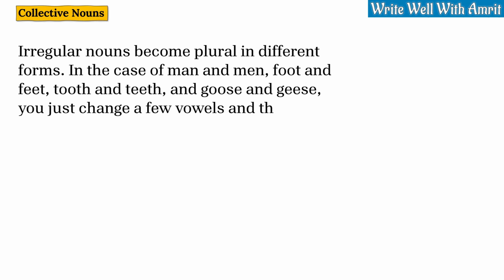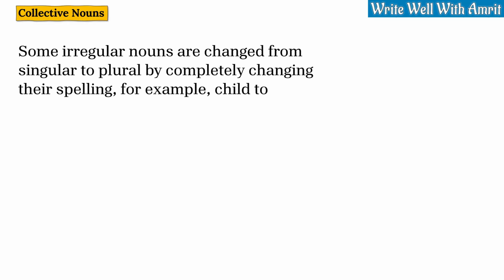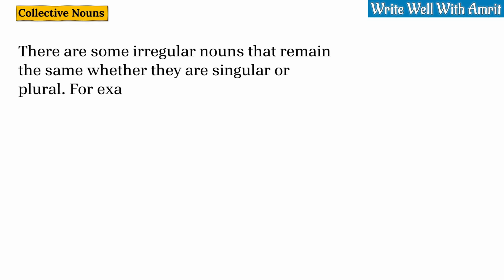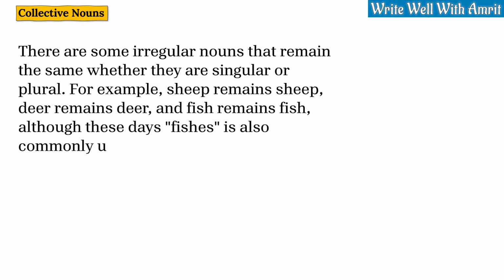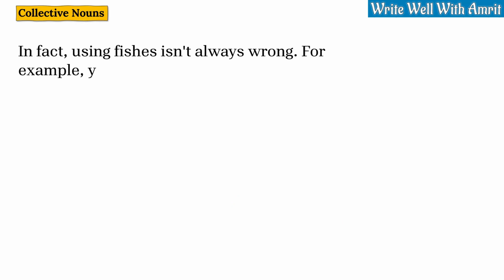In the case of man and men, foot and feet, tooth and teeth, and goose and geese, you just change a few vowels and the job is done. Some irregular nouns are changed from singular to plural by completely changing their spelling. For example, child becomes children, person becomes people, mouse becomes mice, and ox becomes oxen. There are some irregular nouns that remain the same whether they are singular or plural. For example, sheep remains sheep, deer remains deer, and fish remains fish, although these days fishes is also commonly used. In fact, using fishes isn't always wrong.